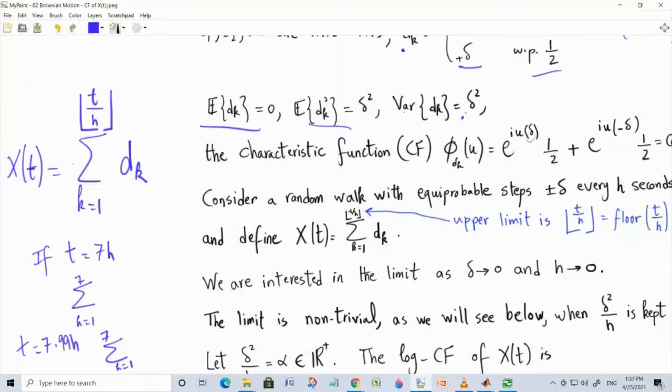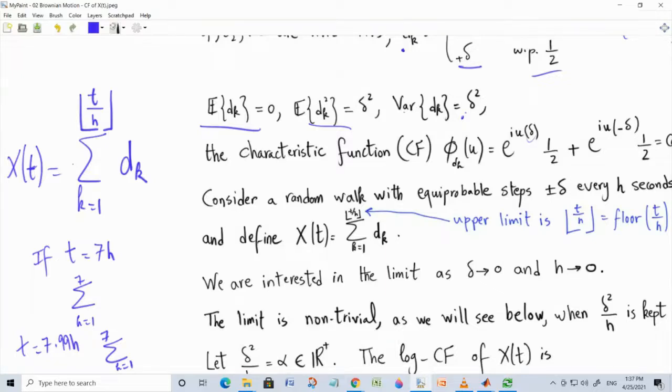So we want to do more, and we want to take the limit. What if the time step is tiny? We take its limit as it goes to 0, and also the step. Okay, so now it becomes very difficult, because now we have two parameters that are both decaying to 0.